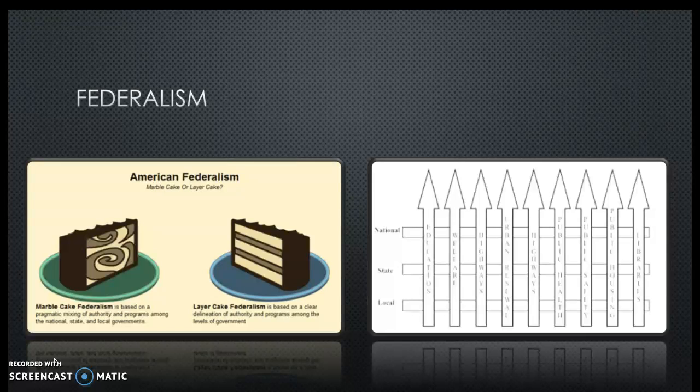The next example would be picket fence federalism, which states as well that the national, state, and local governments have their own responsibilities with certain topics. So they all have their own, I guess, responsibilities in certain areas.